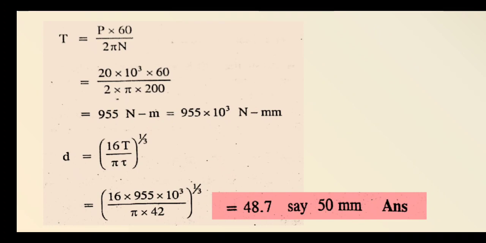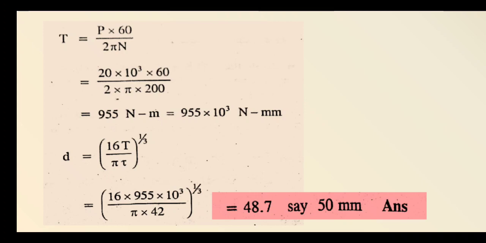So you have to add the power P value, that is 20 into 10 raised to 3 into 60 divided by 2 into pi into 200, the n value. Okay, so after calculating that, 955 Newton meter is the answer, which means the torque value is 955 Newton meter.